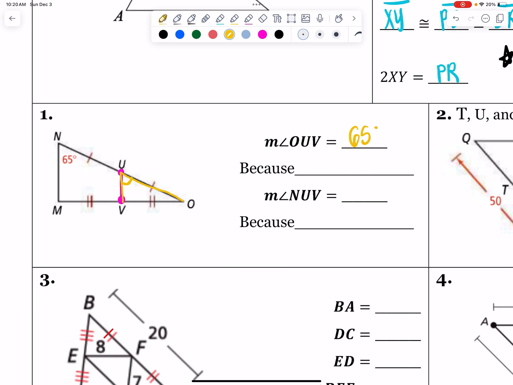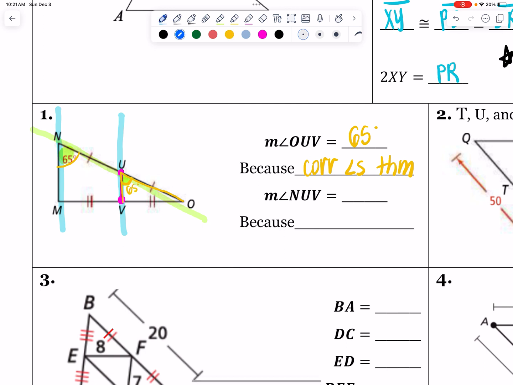Why am I able to say that those are congruent? Well, remember we just said that these lines are parallel. And if these lines are parallel, and if this is my transversal, then those angles, this one in the corner and this one in the bottom right corner, are corresponding angles. And we know from a previous unit that those angles must be congruent. So the corresponding angles theorem tells me that if those lines are parallel, then those angles must be congruent. So this would also be 65 degrees.